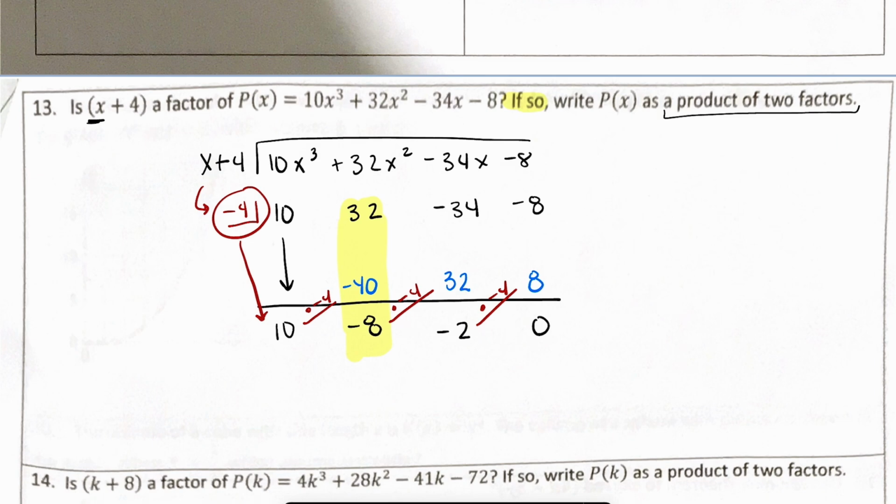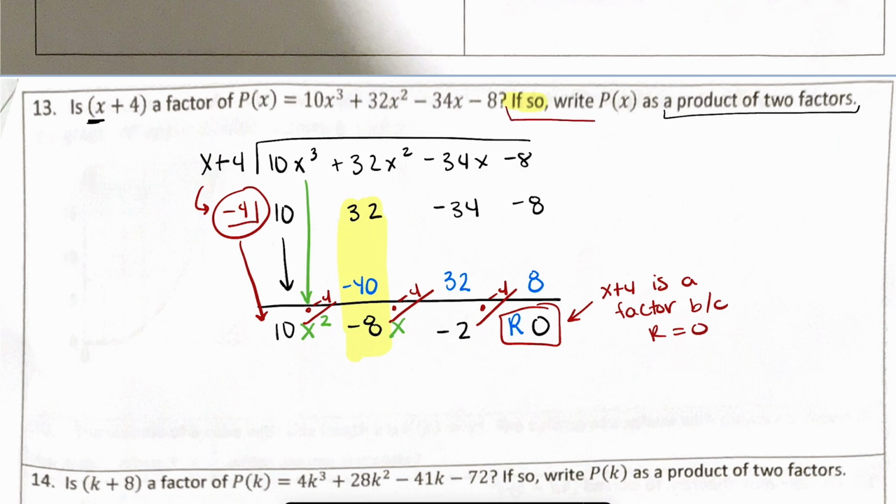Then we bring down our variables here. Instead of x cubed, it will be 1 less exponent, x squared. And then it continues to x, and then there's no more variable, and the last number will always be your remainder. Since our remainder is 0, it is indeed a factor. So x plus 4 is a factor because the remainder equals 0.